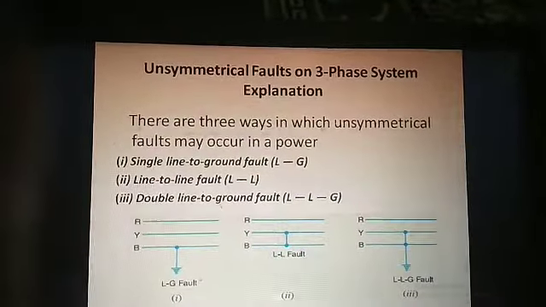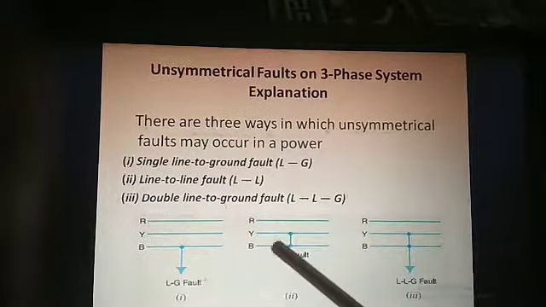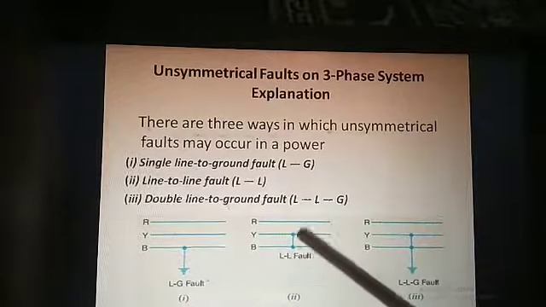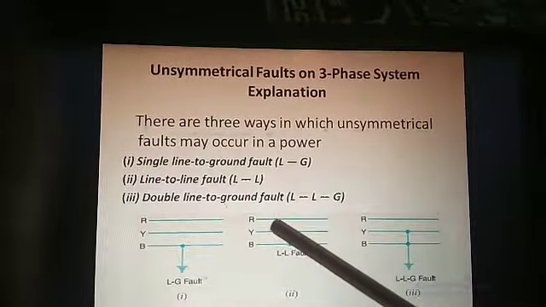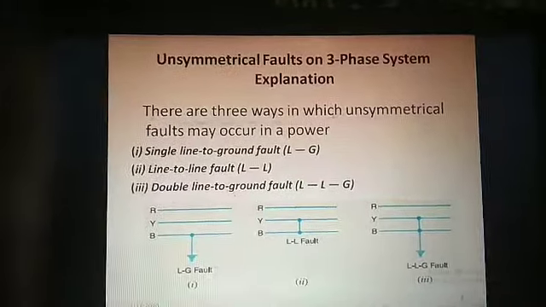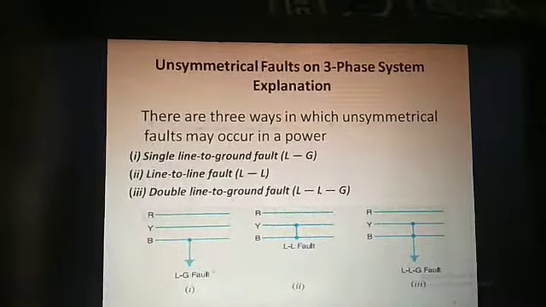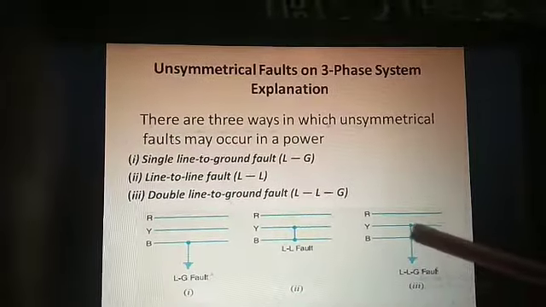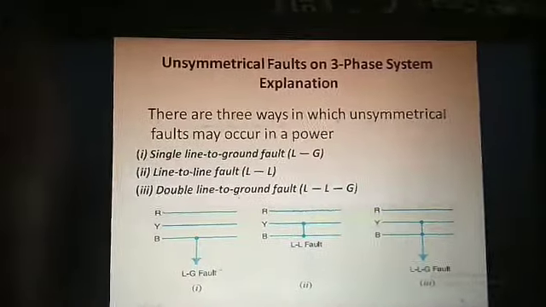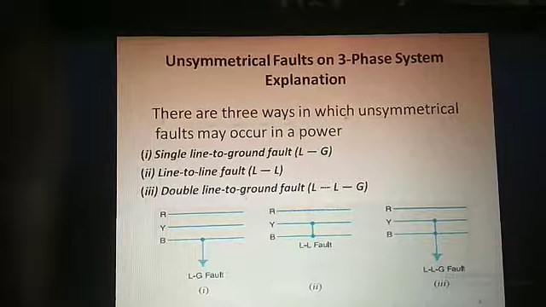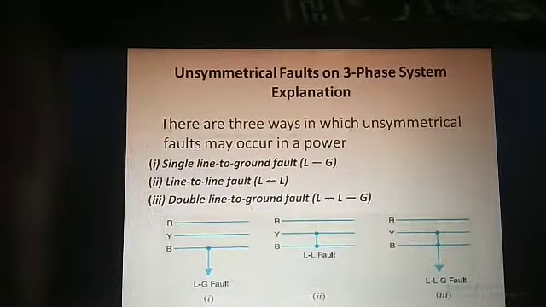The second one is line to line fault, which will be represented with LL. This is the diagram for line to line fault. Here it is showing a fault between Y and B. If we show the line between R and Y, that is also correct, and if the fault is between R and B, that is also correct. The third one is double line to ground fault, so LLG will be the representation of double line to ground fault. Here the R, Y, B phases are shown, and the fault is between the Y and B phases and the ground. So these three types of fault we find in the power system for unsymmetrical fault calculation. The first is single line to ground fault, the second is line to line fault, and the third is double line to ground fault.